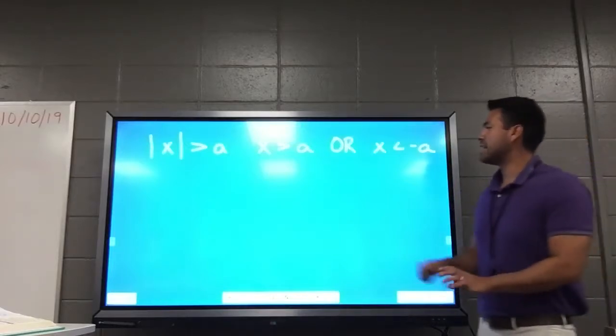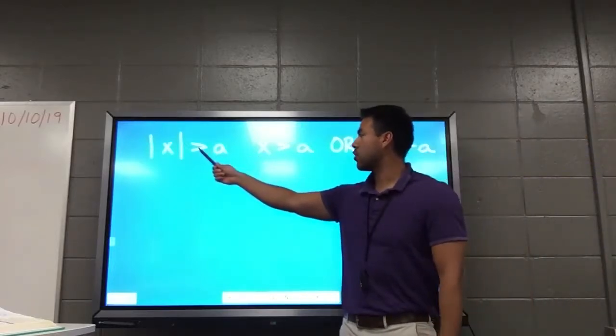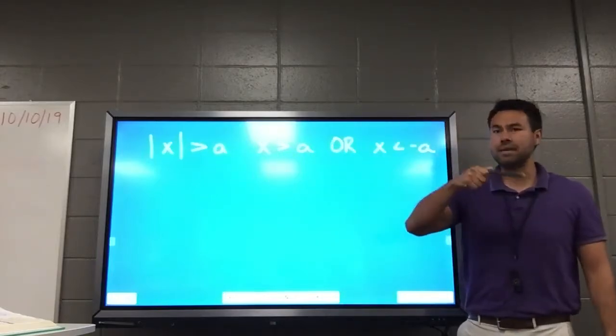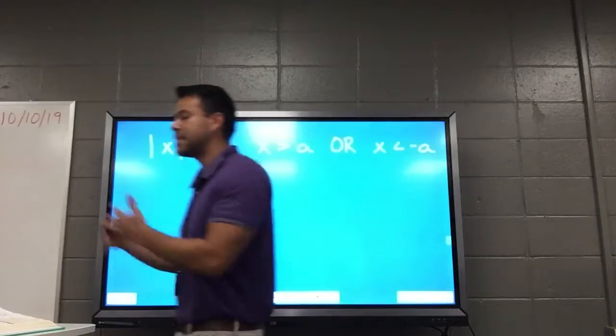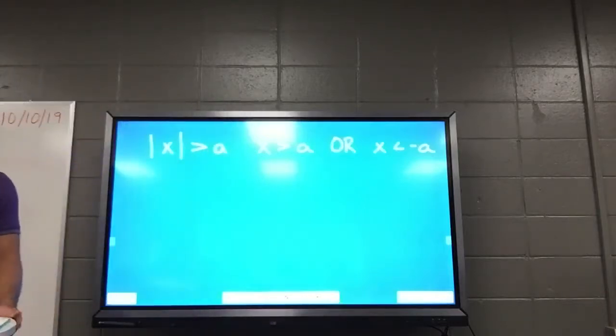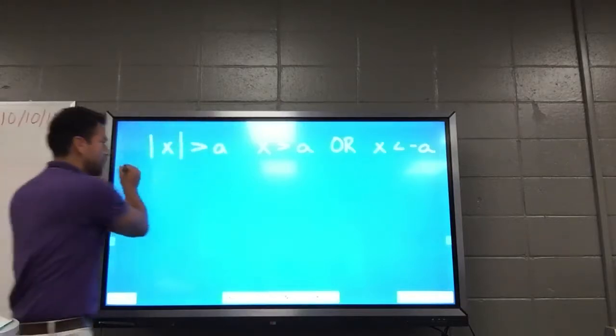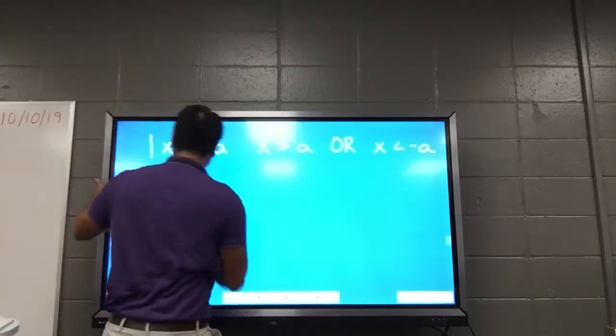The way you remember it is greater is going to be an or. Less than is going to be the and. And that takes practice, so please don't think you're going to get it the first time. All right, let's work on a problem here. I'm just going to separate it. We're going to actually start working on a problem.